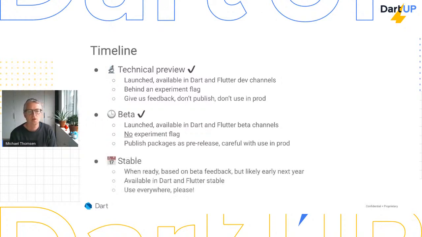And then last, of course, when the feature is ready, we will look at the beta feedback. We will fix any issues we hear of, and then we will promote this to the stable channel. It's really hard to predict timelines because, as I mentioned, we're really doing this based on the feedback we're seeing and the quality feedback. But we're hoping this will be fairly soon, likely early next year. And then, of course, it'll be both in the Dart and Flutter stable channels.